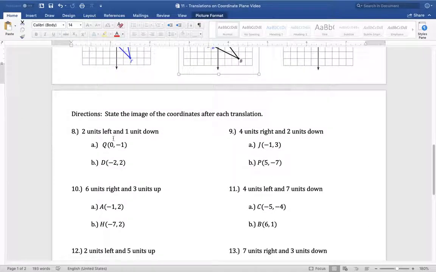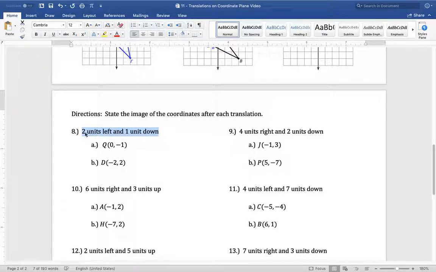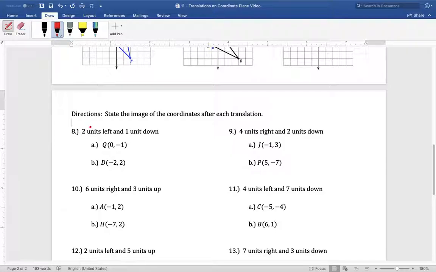Down here, you're just doing the rules to the points. So you're doing 2 units to the left and 1 unit down, which means you would subtract 2 from x, right? So I'm going to really quick draw this. So 2 units to the left would be x minus 2. 1 unit down would be y minus 1. So for this problem, part A and B, you're just subtracting 2 from this x and subtracting 1 from this y.